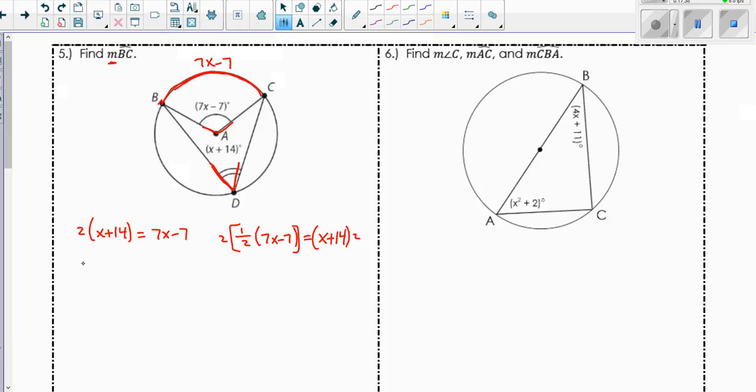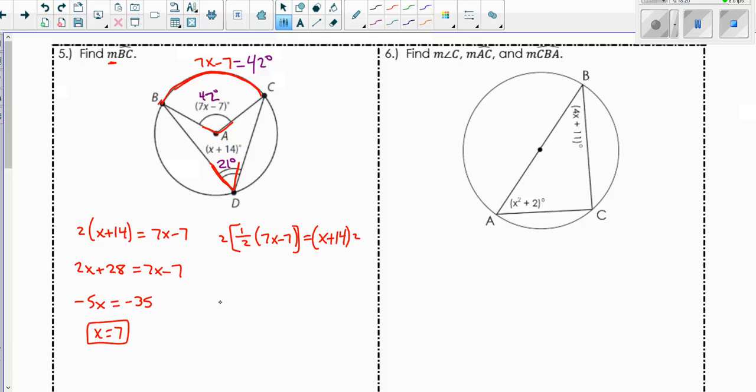If I distribute, I get 2x plus 28 equals 7x minus 7. Subtract, I get negative 5x equals negative 35. So x equals 7. Okay, so x equals 7 is going to help us. I'm going to go back to my diagram. If x equals 7, I'm going to substitute it into here. 7 plus 14 makes this 21 degrees, which means if this is 21, I have to double it, and that means that this would be 42 degrees, which means that this would be 42 degrees.